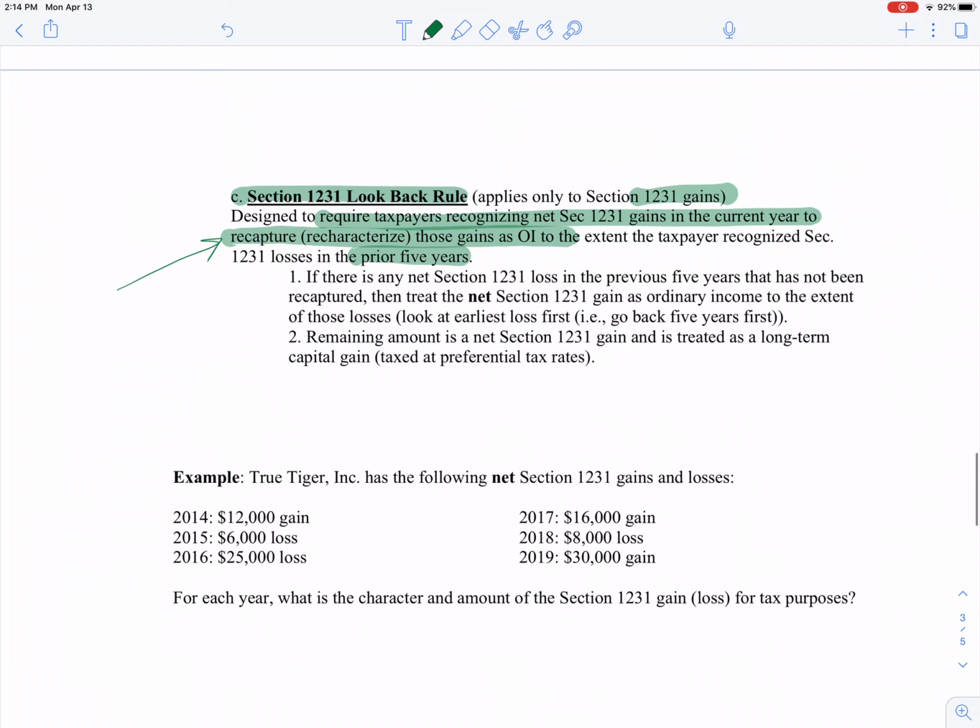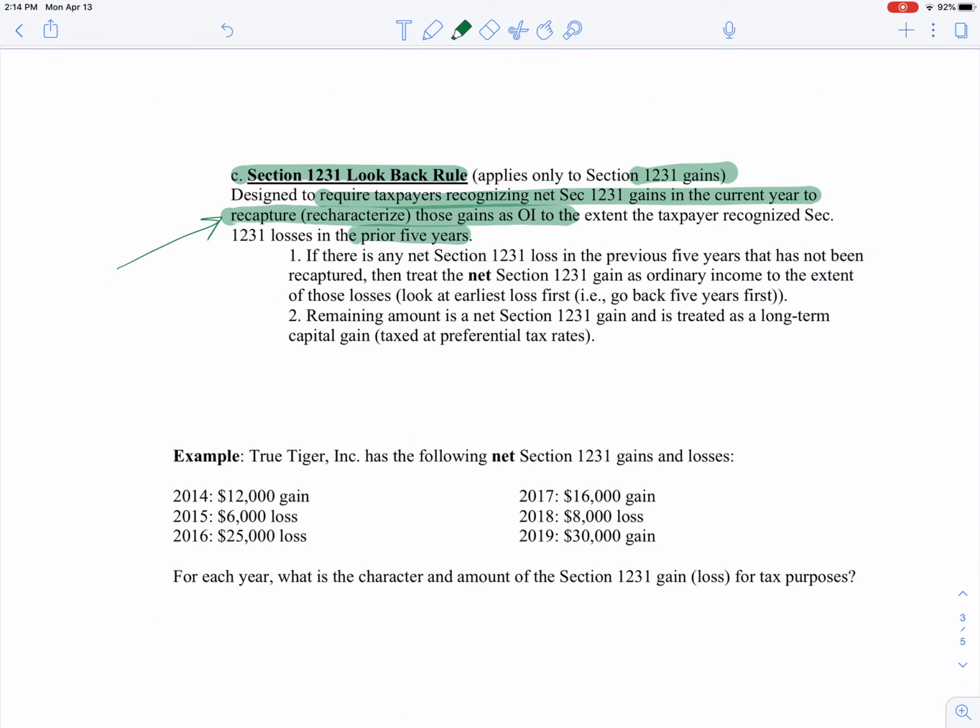All right, so if there's any net 1231 loss in the previous 5 years that has not been recharacterized, then you treat the net 1231 gain as ordinary income to the extent of those losses. You go back 5 years first. You start way back 5 years and then work closer and closer. If you have any remaining 1231 gain, then it will be treated as a capital gain.